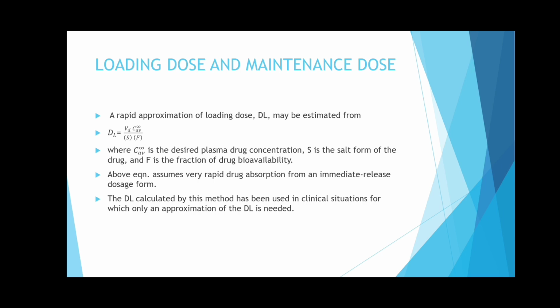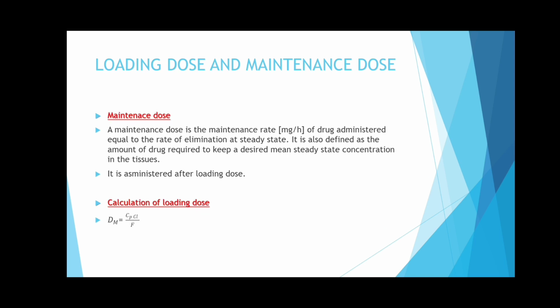Next, a rapid approximation of loading dose DL may be estimated from the formula DL equals VD into C average divided by S into F, where C average infinity is the desired plasma drug concentration, S is the salt form of the drug, and F is the fraction of the drug bioavailability. This equation assumes very rapid drug absorption from the immediate release dosage form. The loading dose calculated by this method has been used in clinical situations for which only an approximate loading dose is needed. So this is the equation by which we can calculate the loading dose.